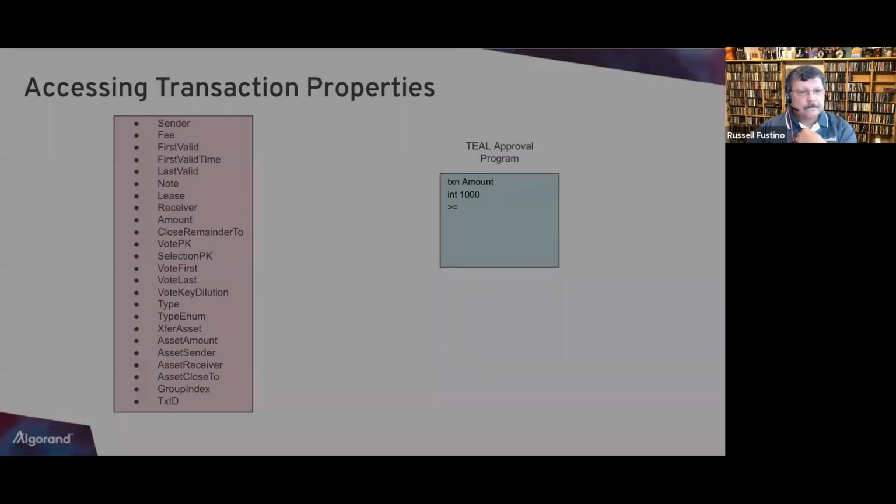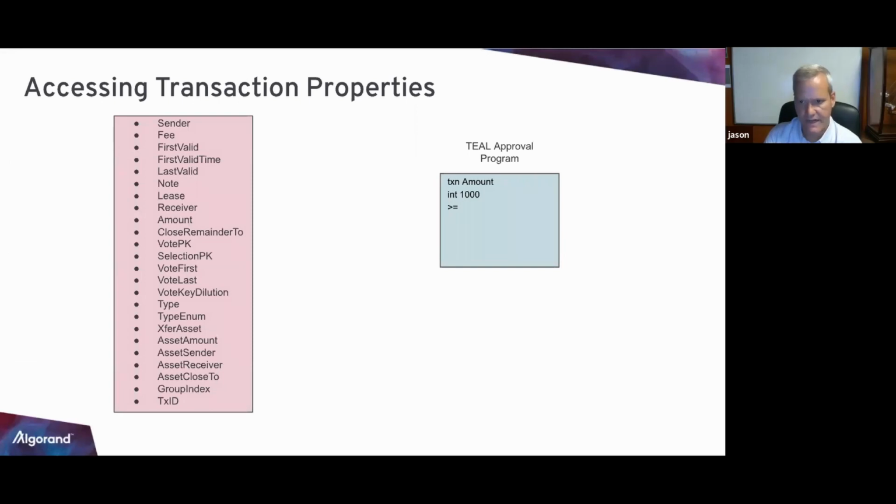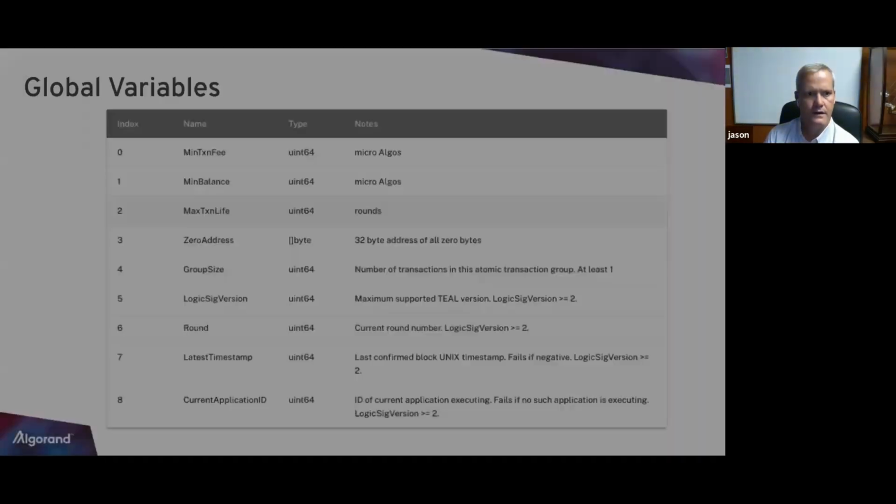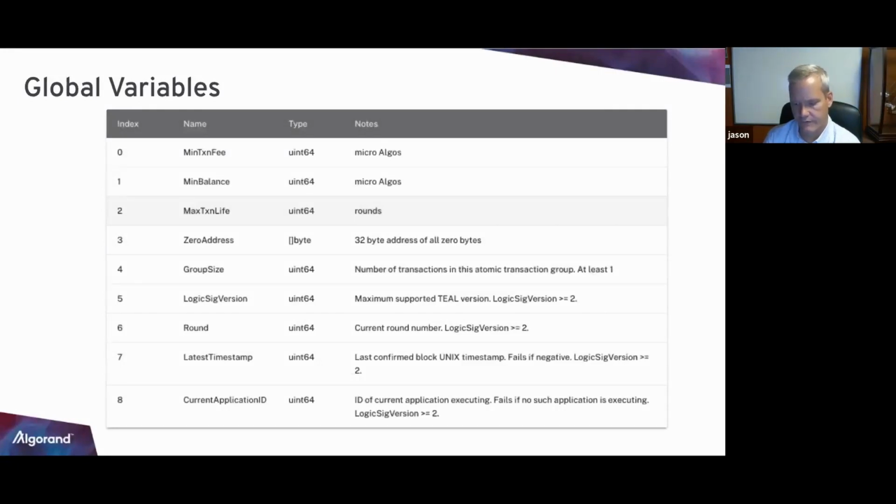Okay. All right. So like I said, we can access transaction properties. You already saw that where we're just loading transaction amount and then loading int 1000 and doing a greater than or equal to. That's what the program would basically look like. These are not all the properties, but these are most of the properties that you can access. The opcode documentation will show you exactly which ones you have access to.